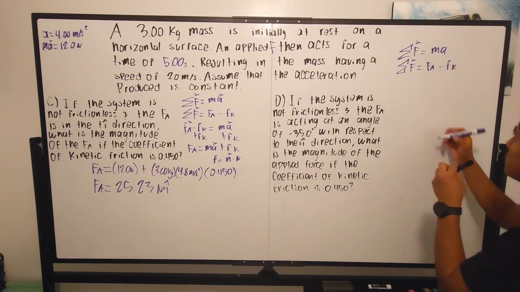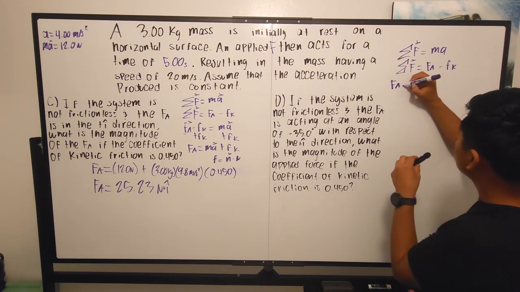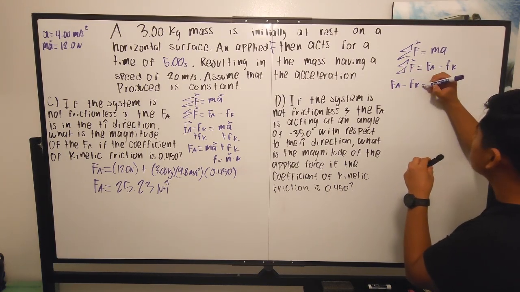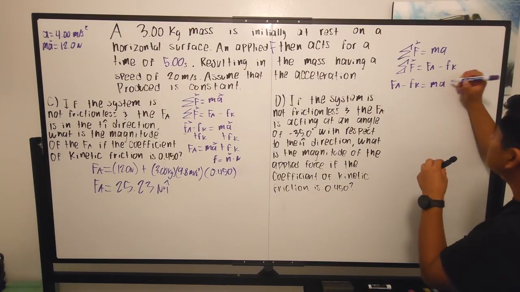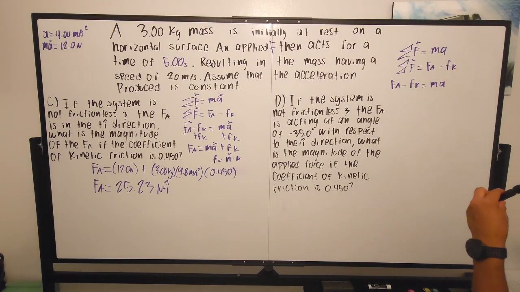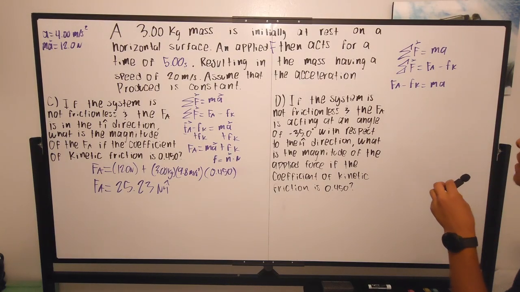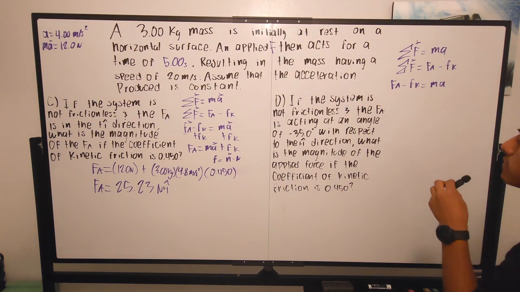Now, we can set these equations equal to each other. So we'll have that the force applied minus the force of kinetic friction equals the mass times the acceleration. And now, since both of these are actually going to have the applied force in them, I'm not going to isolate one or the other. Instead, I'm going to write these out.